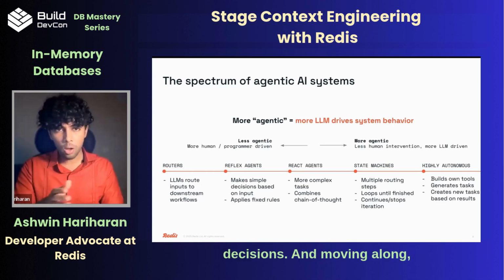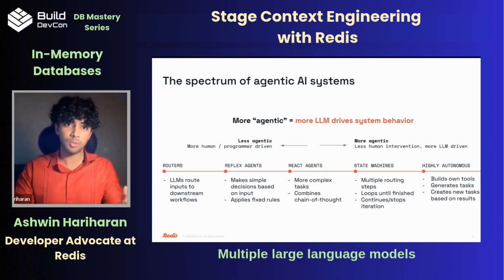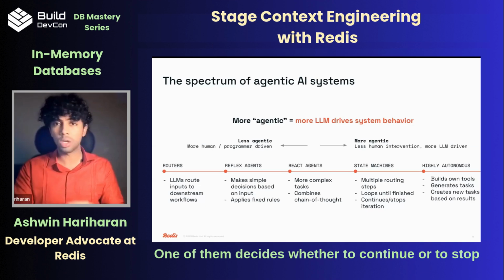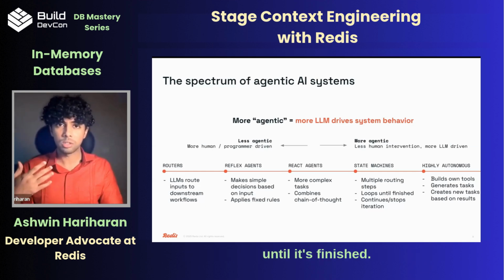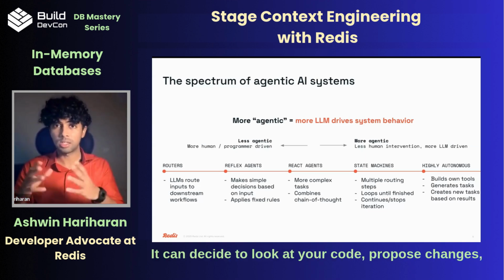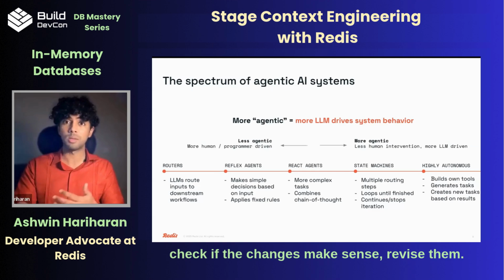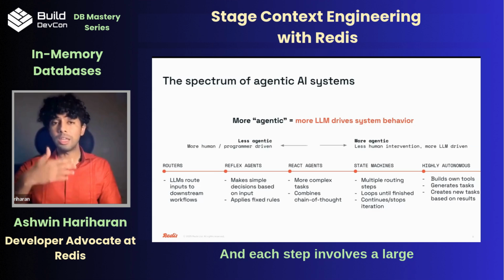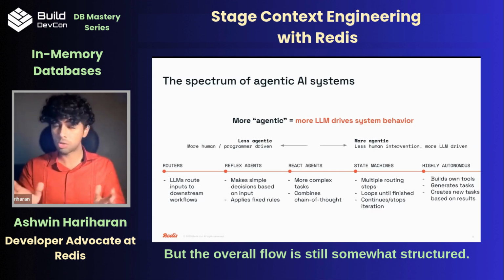Okay. And moving along, we have something like state machines. Now things are getting a little interesting. Multiple large language models making multiple routing decisions. One of them decides whether to continue or to stop, or whether to let the system run in a loop until it's finished. So this is where your GitHub Copilot or Claude AI chat comes into play. It can decide to look at your code, propose changes, check if the changes make sense, revise them, and it can continue this loop until it has a working solution. And each step involves a large language model decision, but the overall flow is still somewhat structured, and all of them require context.